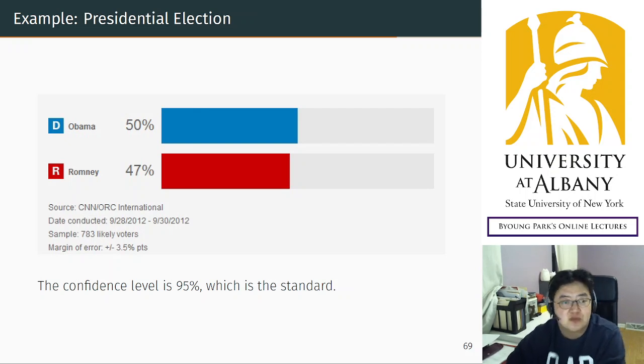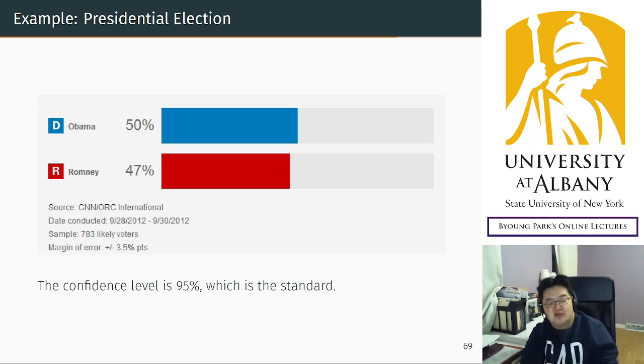Hello. So today we are going to consider an estimation problem which you will see once every 4 years. This is about the presidential election prediction. Let's start with this graph, which is a real graph taken from CNN nearly 10 years ago. At that time, maybe this was the second term election for President Obama.